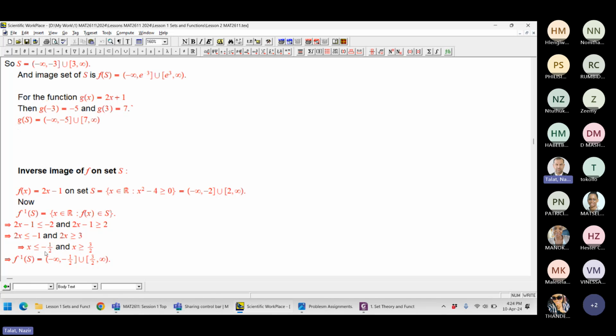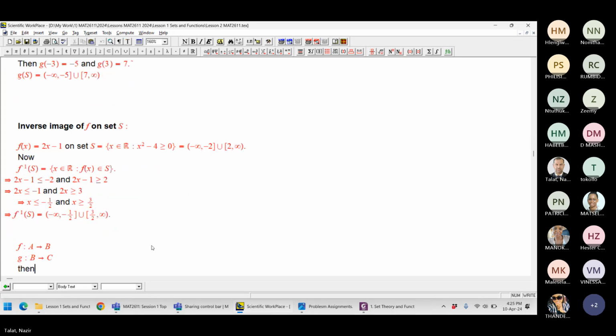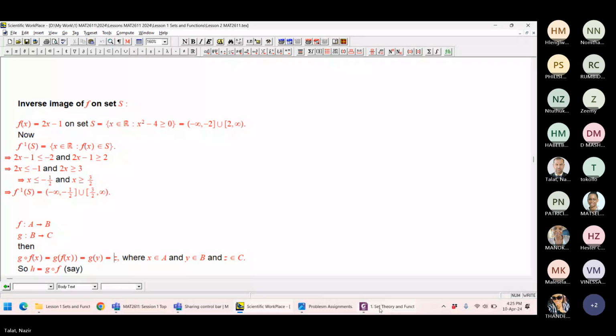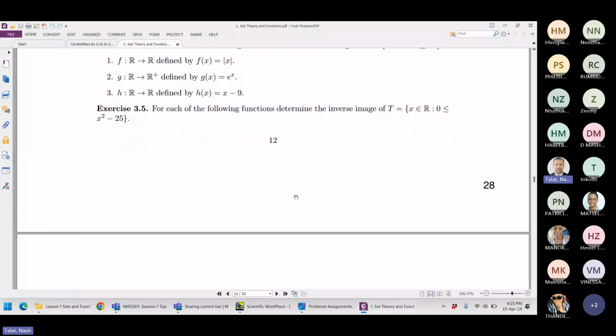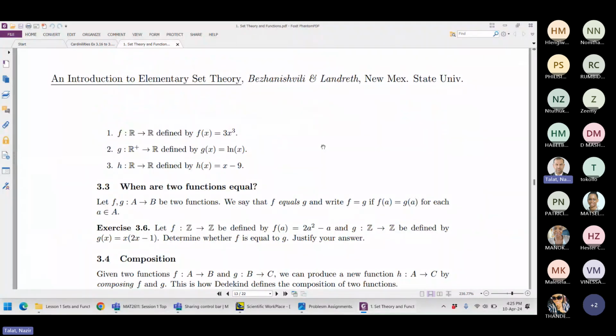Now, if we combine this as a set, then this becomes the inverse image of f on set S, which is equal to the collection of all those entries from minus infinity to minus 1 by 2 union 3 by 2 to infinity. And we also had some examples regarding the inverse image of some set T. So these are available over here.